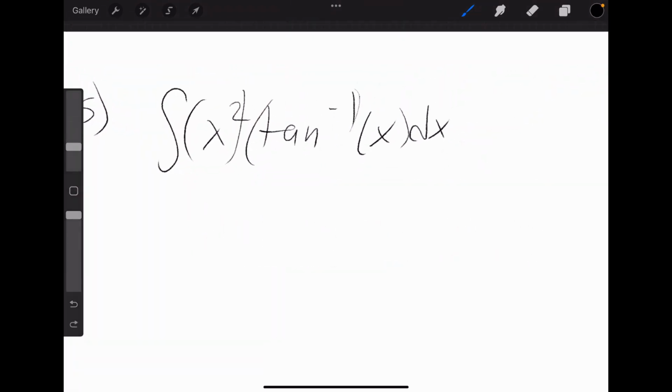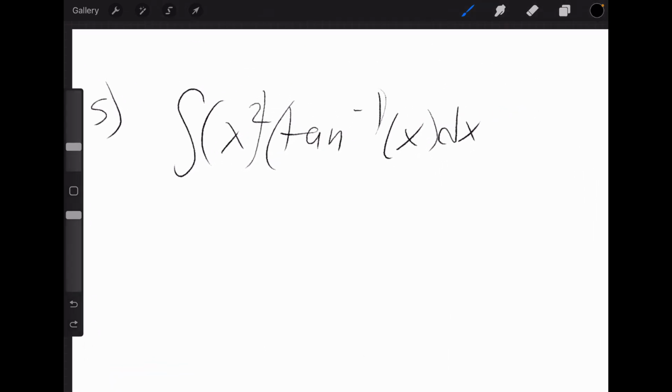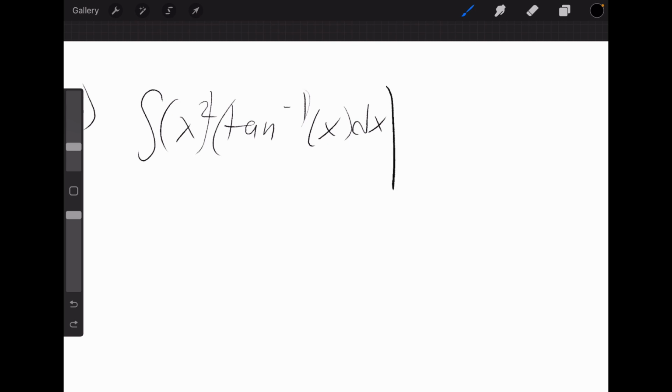There. So I'm skipping to number 5 because I'm a bit confused on the other two. But for this integral, we have the integral of x squared inverse tan x dx. So looking at this, we can't do substitution because nothing inside the integrand can cancel each other out. We can't do trig sub. We can't do numerical, and we can't really do anything. So the only thing we have to do is integration by parts.